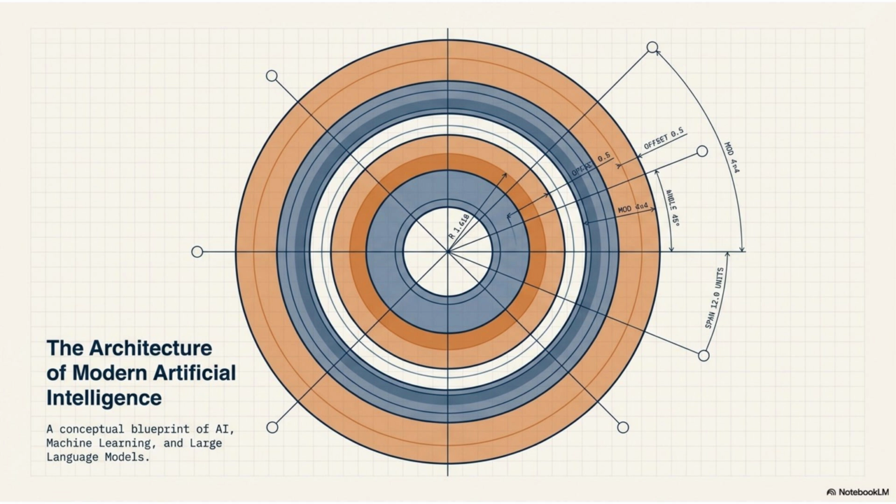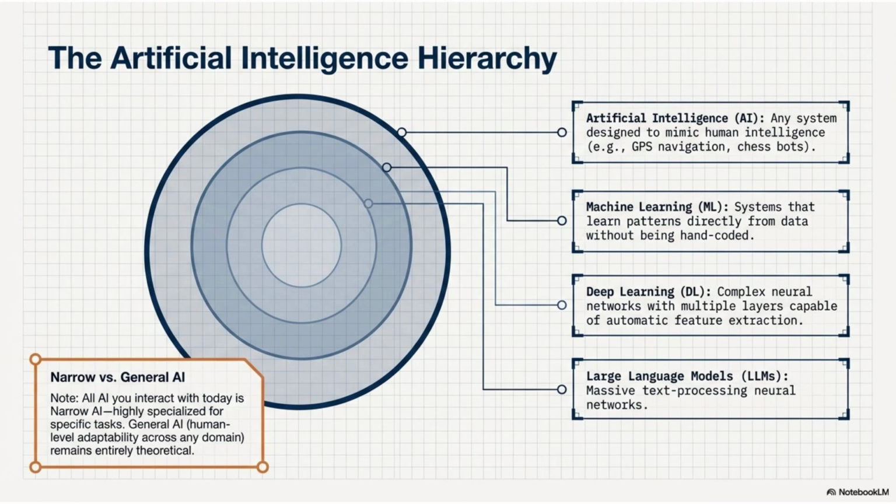Let's dive in. Here's the big picture. This slide shows the AI hierarchy as concentric circles. At the outermost ring, we have artificial intelligence, the broadest category. Simply put, these are machines that perform tasks that usually require human intelligence. You've been using this for years. Think of your Spotify recommendations, GPS finding the fastest route, or your bank catching a fraudulent charge.